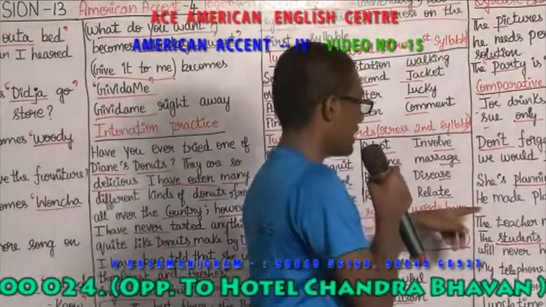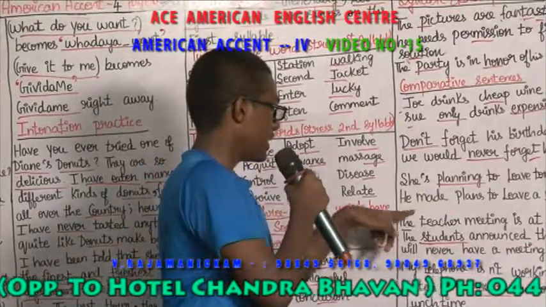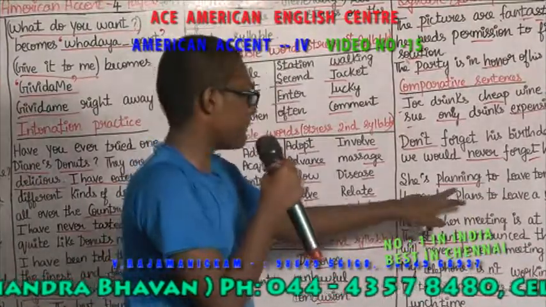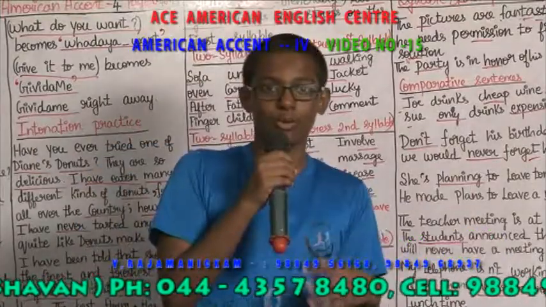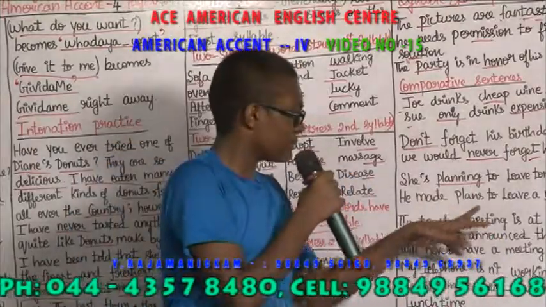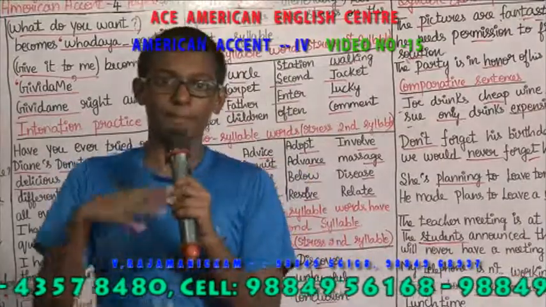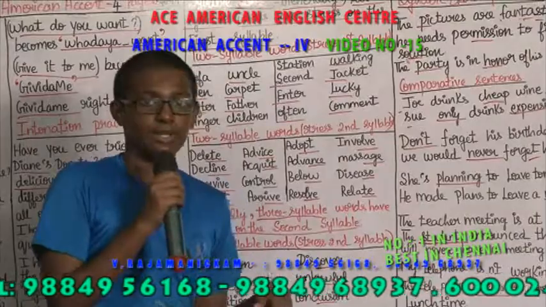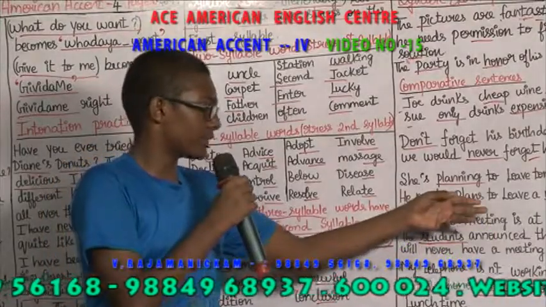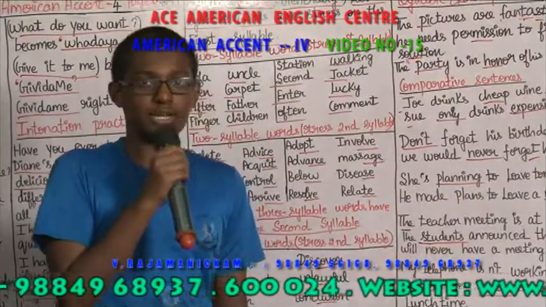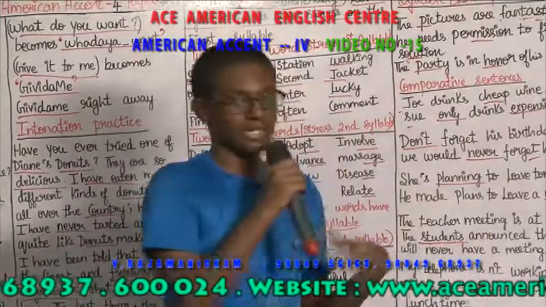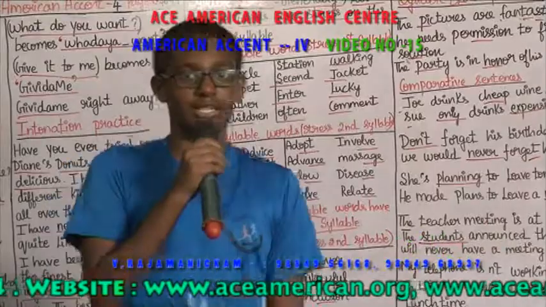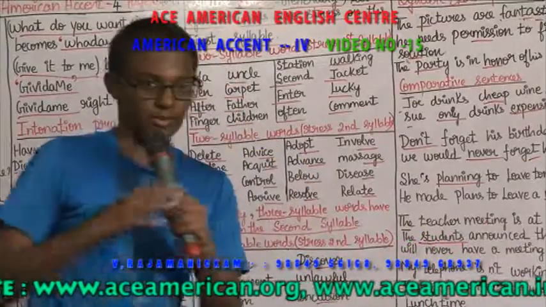Another example is, she is planning to leave tomorrow. He made plans to leave a month ago. So she's only planning now to leave tomorrow. But he had made plans to leave a month ago. He had already pre-planned what to do and what not to do. That's the difference, good organization. Because he organized a month ago to go tomorrow, but she's only organizing yesterday to go. Yes, madam. Thank you.